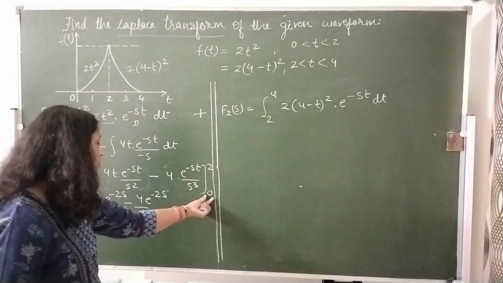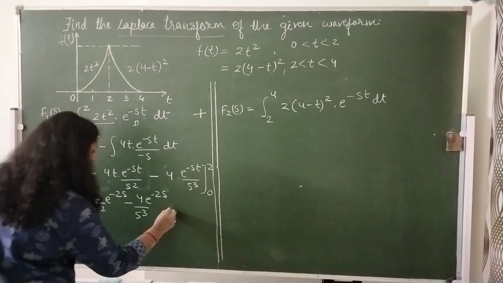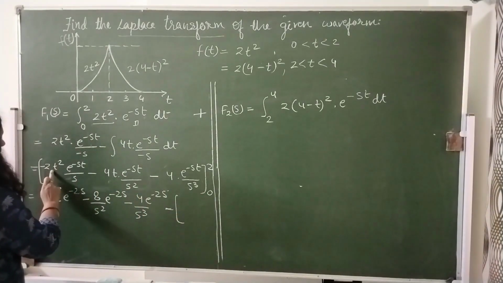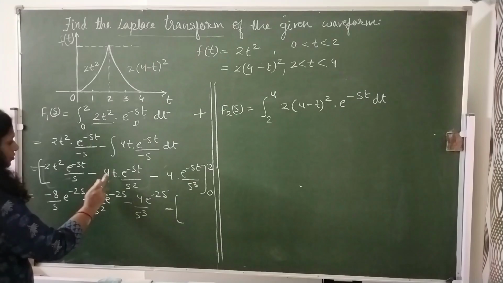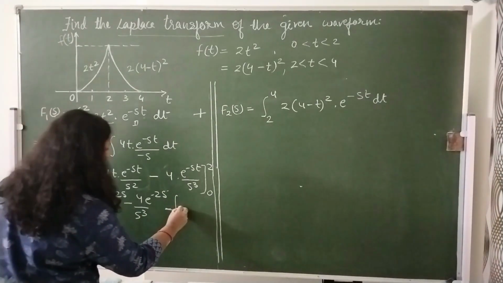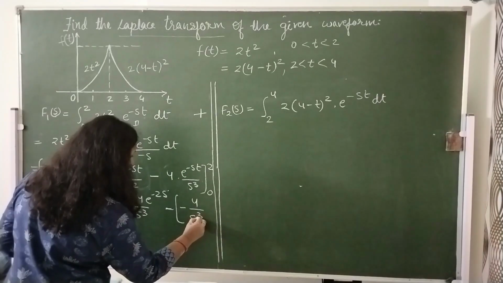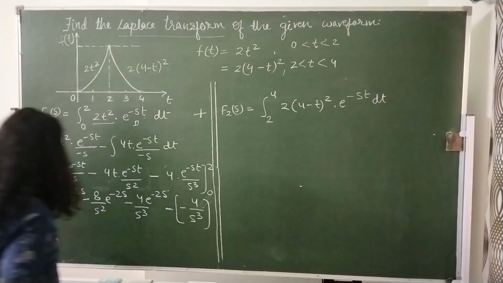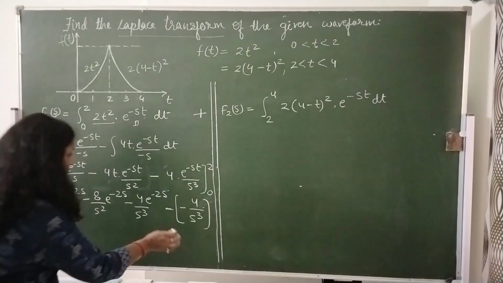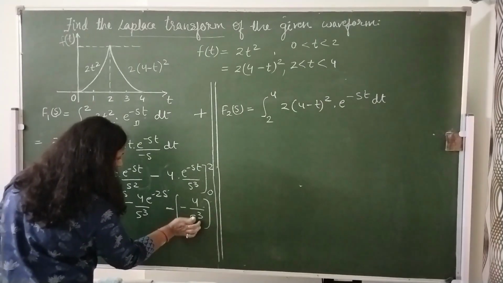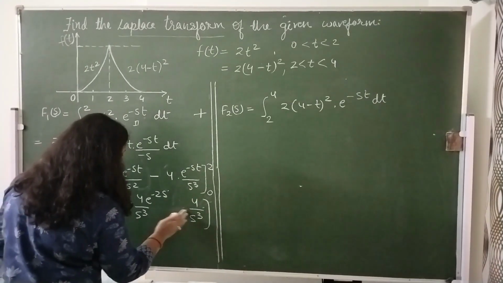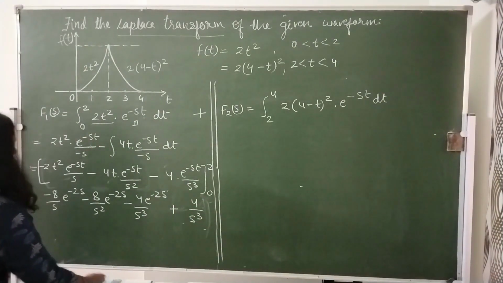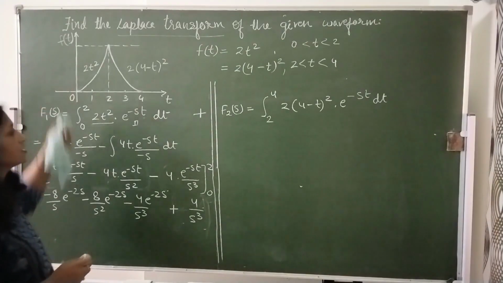Now put 0 in these terms. Put a minus sign and put 0 in place of t. This will become 0. This will again become 0, and this term is this, and e to the power 0 will become 1. So here we got 4 terms. Change the sign here, minus, and this will become plus. So these are the 4 terms we got for this first function.